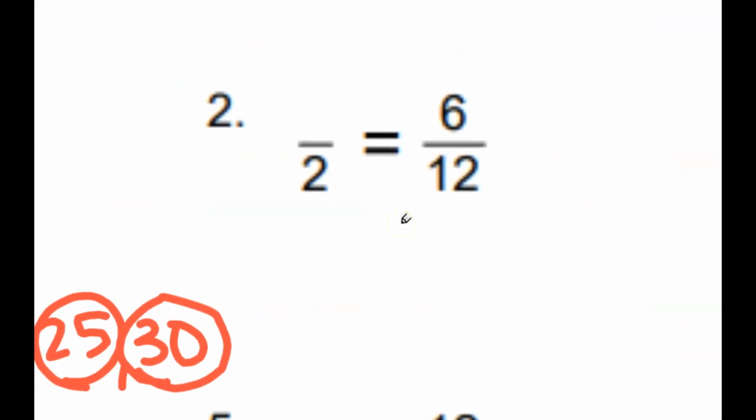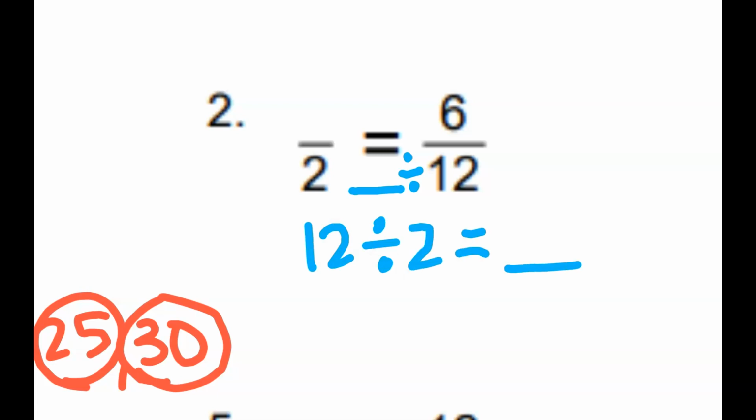Number 2. Now for this one, we're going the opposite direction. We're going from a large denominator to a small denominator. So that means we are dividing. 12 divided by what equals 2? 12 divided by 2 equals what?